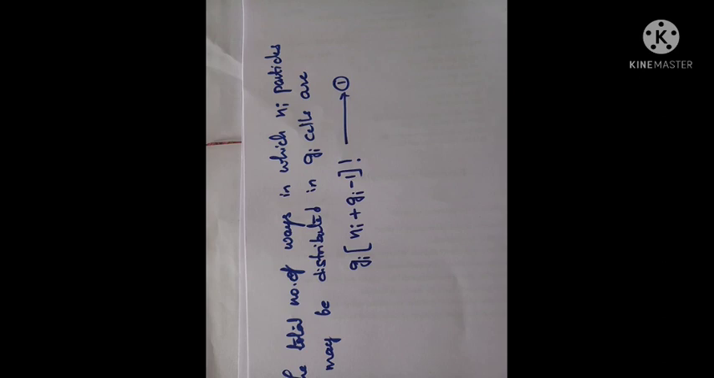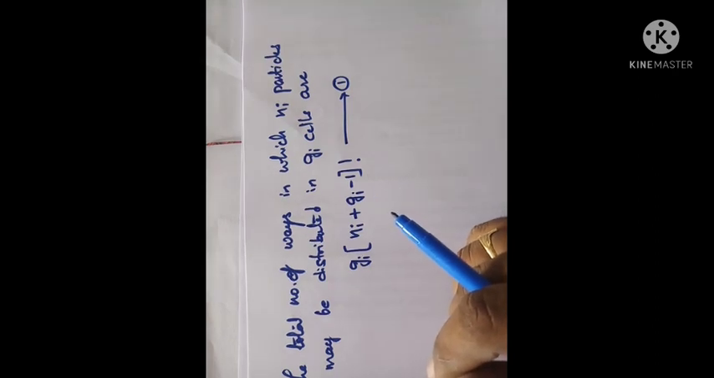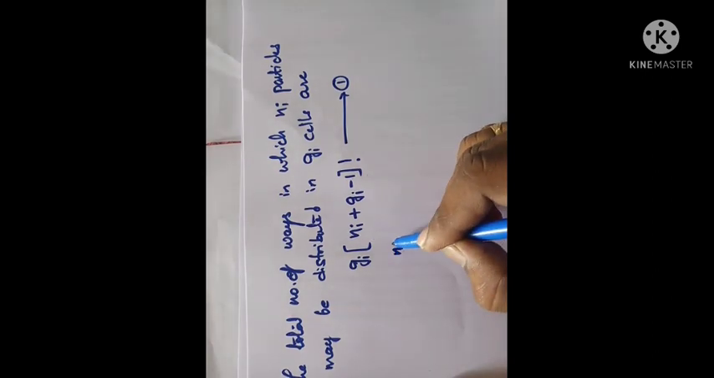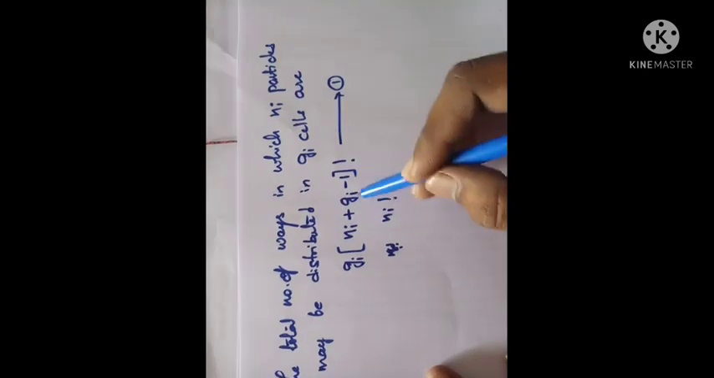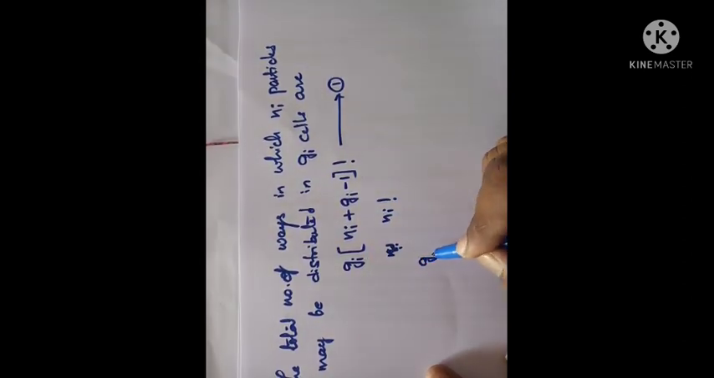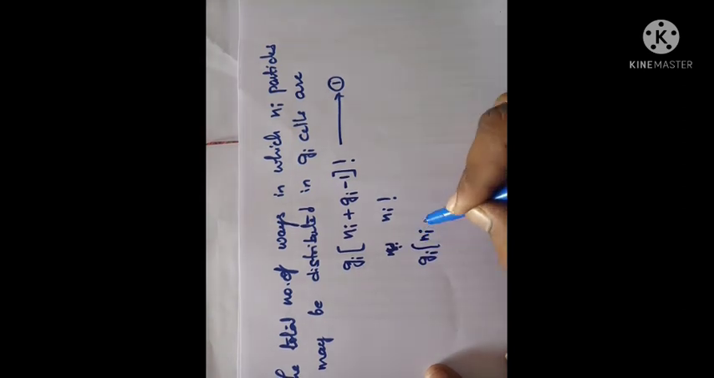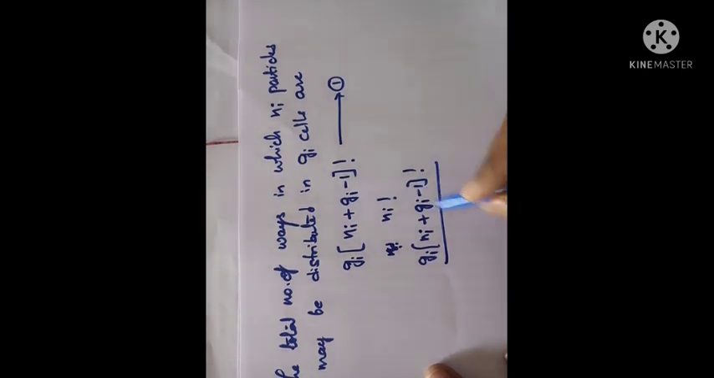Now, the particles are indistinguishable. The permutations of particles among themselves will not give rise to distinguishable arrangements, since there are Ni number of particles, so Ni factorial such permutations. Equation 1 must be divided by Ni factorial. We get Gi into Ni plus Gi minus 1 factorial by Ni factorial.